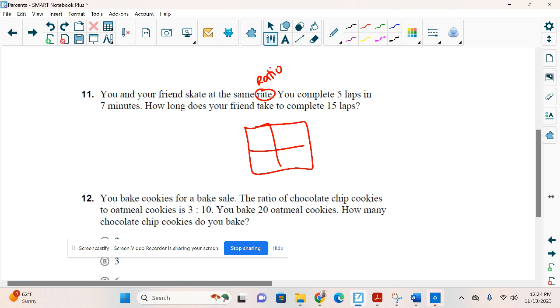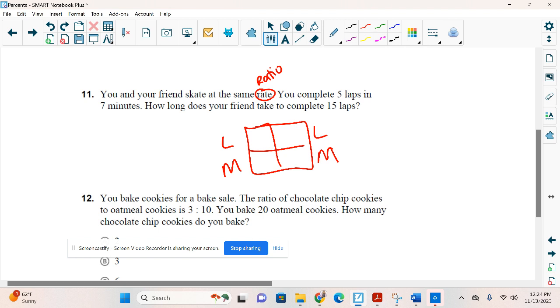All right. You complete 5 laps in 7 minutes. How long does your friend take to complete 15 laps? Before you plug numbers in, what are your labels? You have to label your boxes. This is how we end up not doing well. What are our labels going to be? Laps and minutes. You might think, oh, I can do this in my head, I don't have to have the labels. Says the person who got it wrong. Please just take 2 seconds to write your labels down.